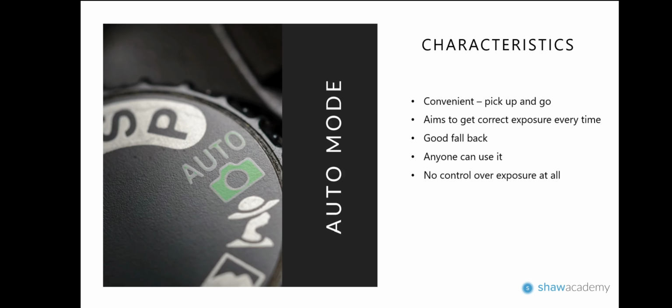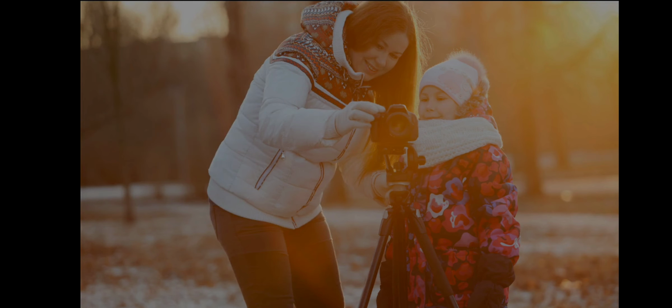You just have no control at all when you're photographing in auto, no creative control, and it's not good for low light photography as well. It just struggles so much in low light. Usually it'll just pop up the flash, because as I said, all it wants to do is get the right shot. Moving away from auto, we have a more advanced auto function called program mode.